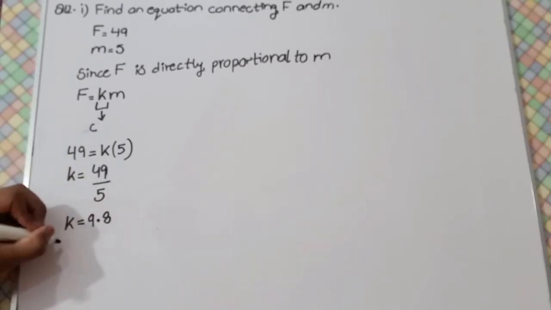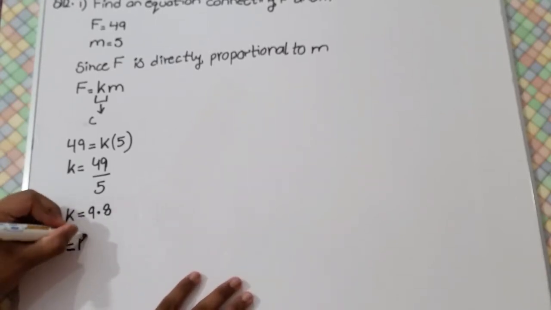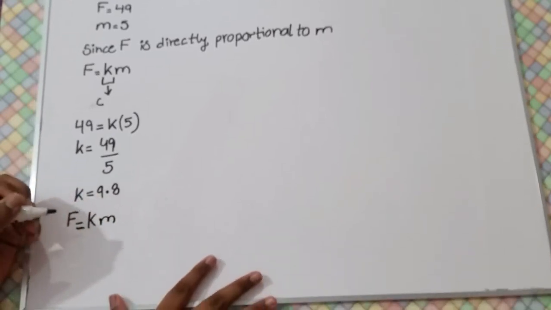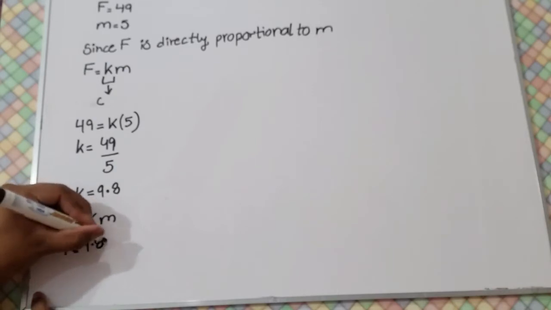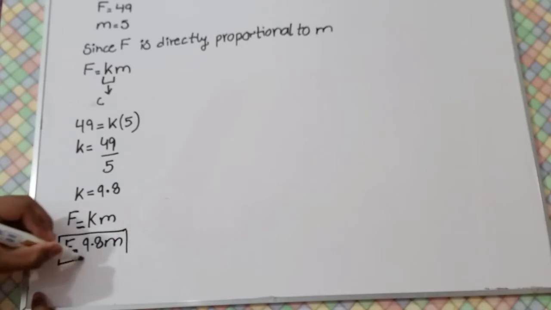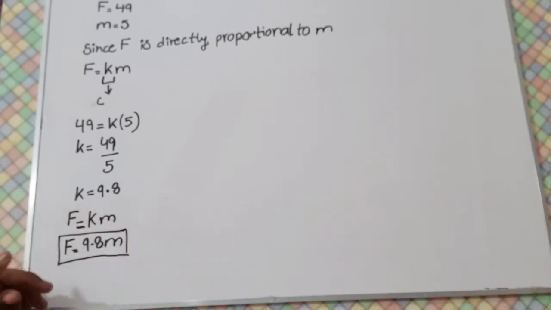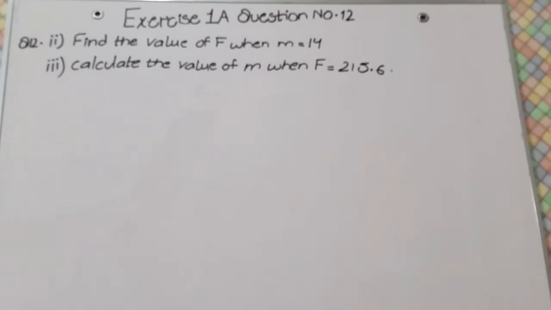Now we are just going to fill in the values. F is equal to Km, this was our equation, and K is 9.8, so F is equal to 9.8m. This is our main equation which we are going to apply in all the coming 3 parts. So let's start with part 2 of question number 12.